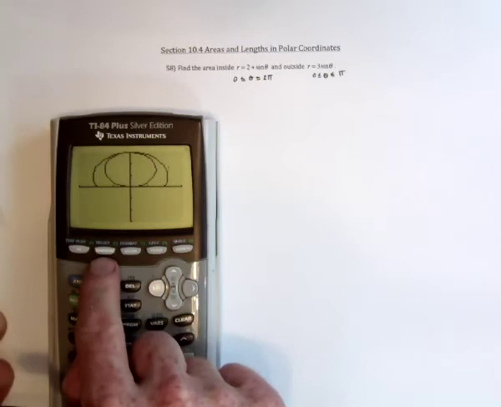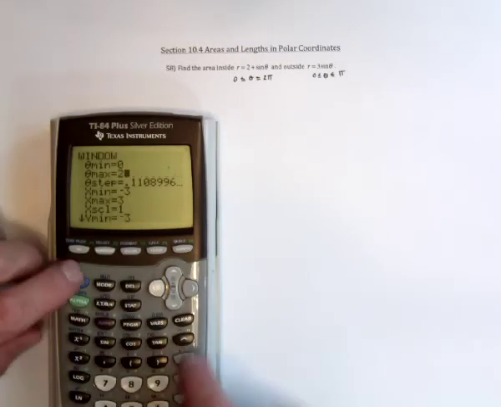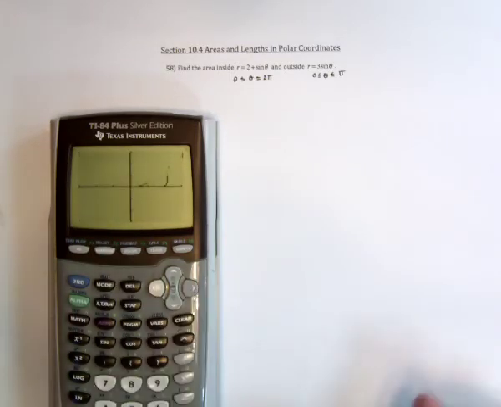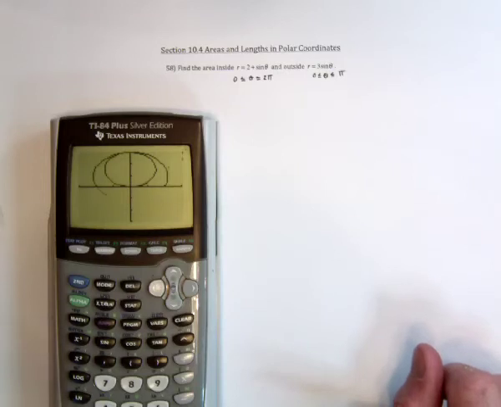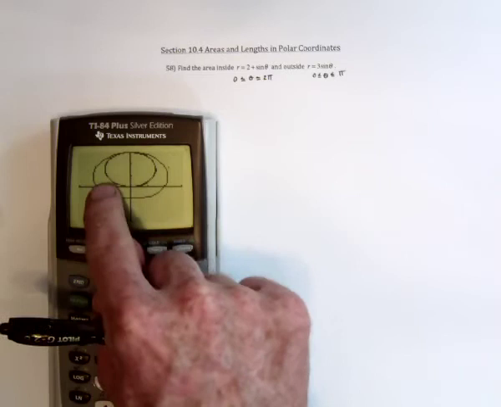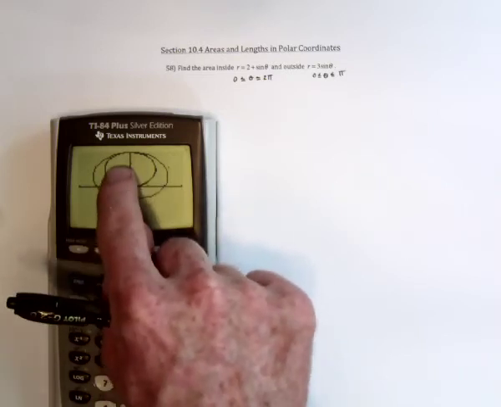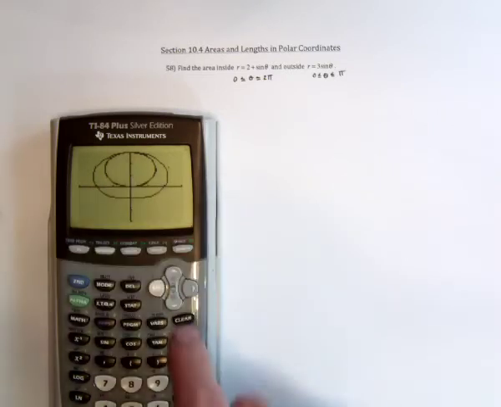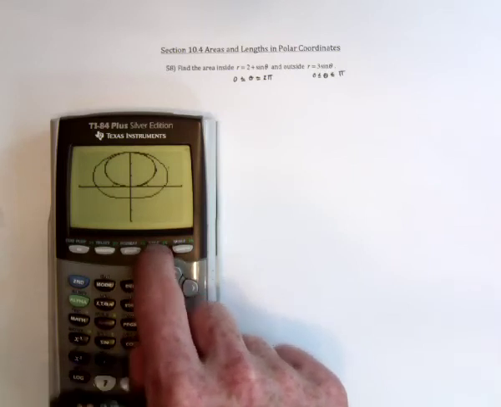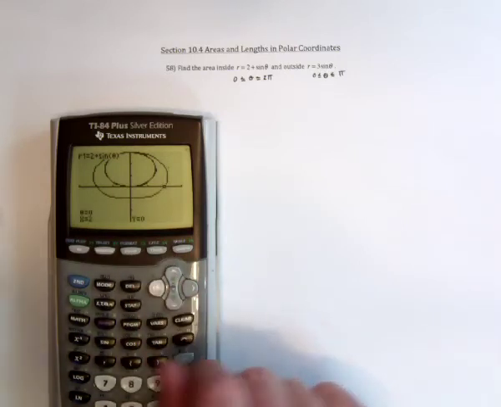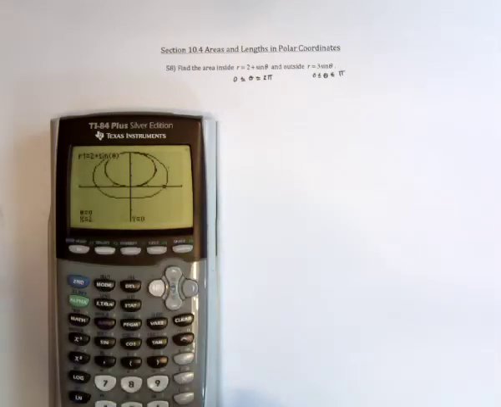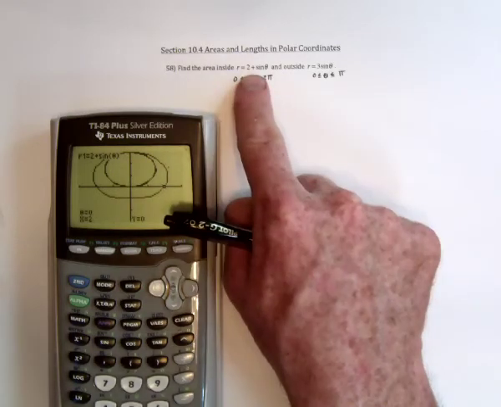Now, the idea is to find the area between them, and because one is completely inside the other one, we just take the area of the big one and subtract the area of the small one. Another way you can tell which function is which is to use trace, and it'll tell you the big one is this guy.